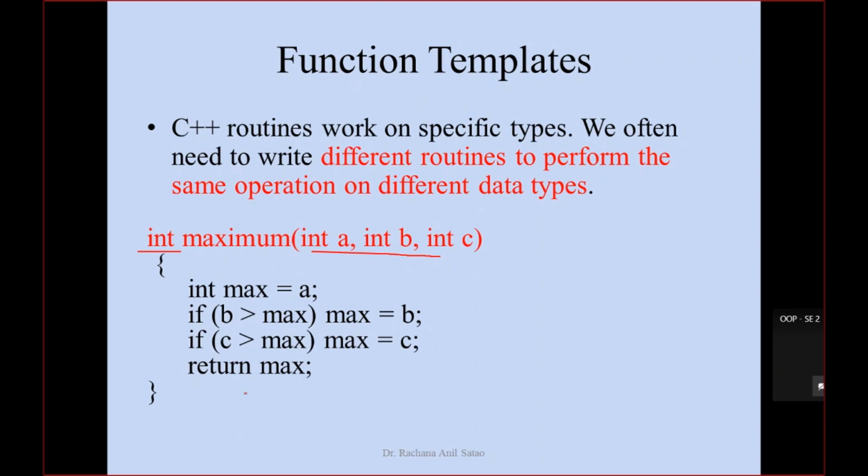Now what is returned here? I'm returning the max, that is an integer number. That is the reason why we have the return type as integer. So this is a very simple function. I know you will be able to understand this. What is the reason for writing this? Now I have written this for integer. Whether it will work for float, whether it will work for double, no, because here specifically I have mentioned the data type as integer.